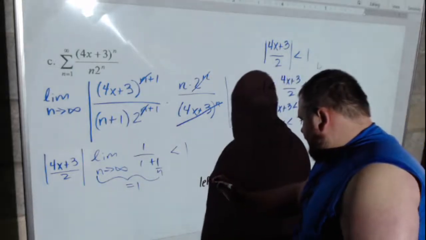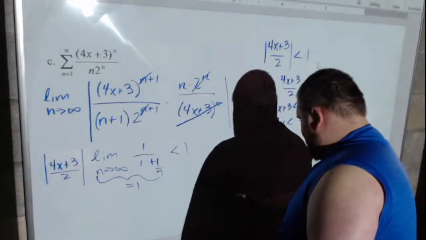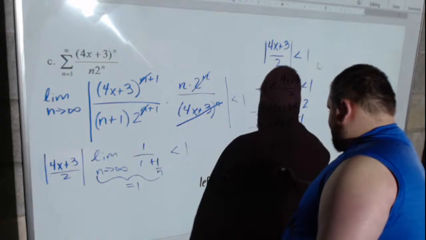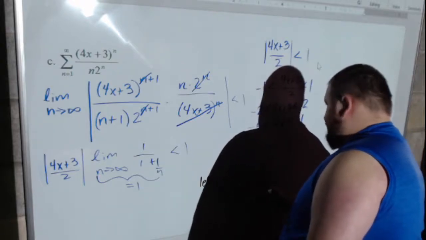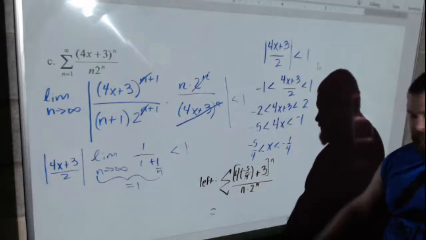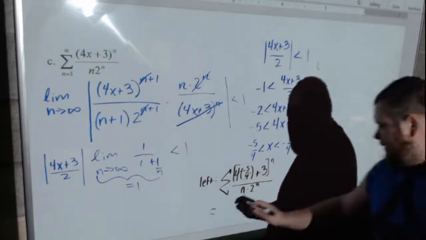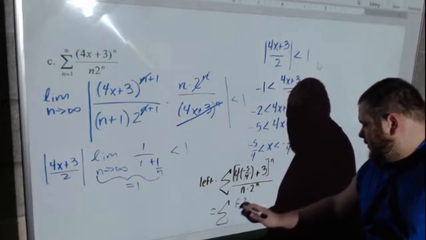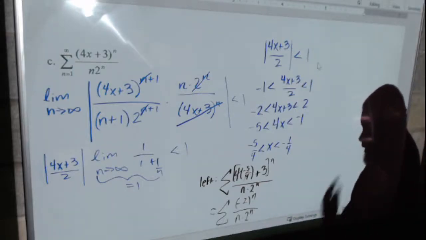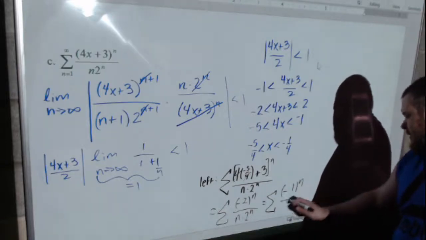So the left, plugging in minus 5/4 right there. Doing that, the 4's cancel, and I've got minus 5 plus 3, that's negative 2 to the n. So then I've got negative 2 to the n over 2 to the n. That turns out to be negative 1 to the n.